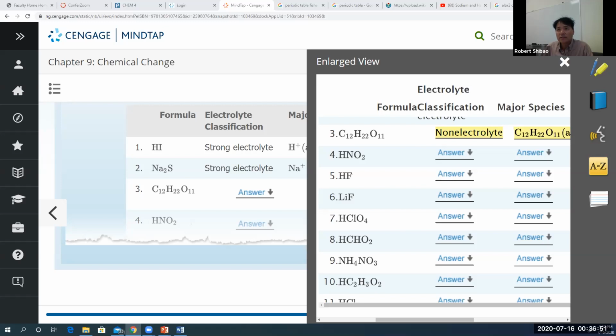So nitrous acid is a weak acid. Weak acids are weak electrolytes. How do I know it's a weak acid? It's not one of the 7 strong ones, the 7 strong ones I had posted on the chat. And so this is a weak electrolyte here.